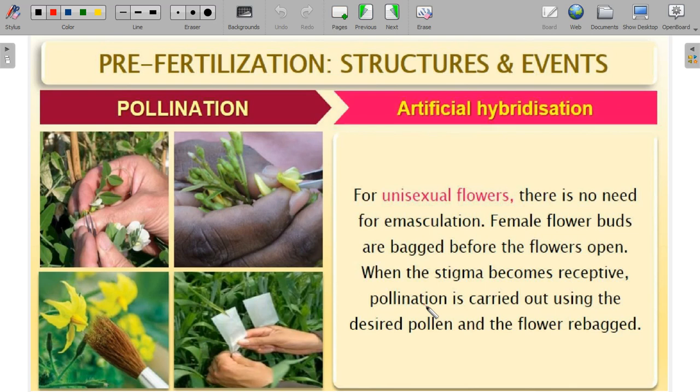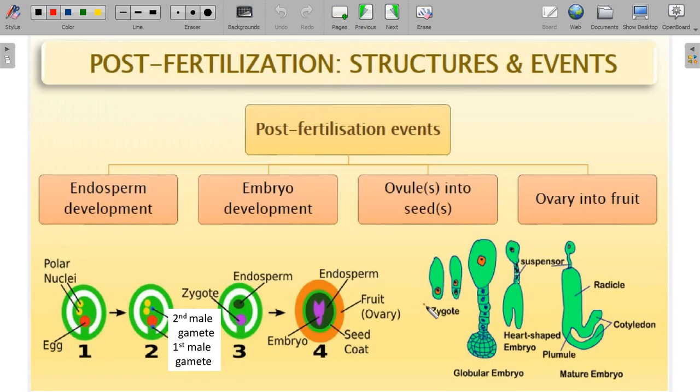Any doubt in artificial hybridization, children? Any doubts? No, sir. Okay. In-depth knowledge of artificial hybridization is there in the chapter Strategies for Enhancement of Food Resources. In that chapter, we can discuss about that.